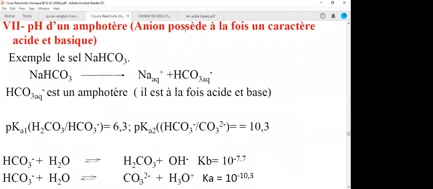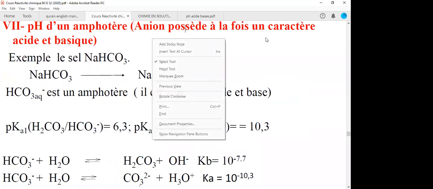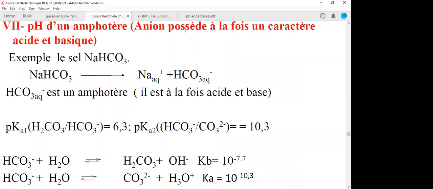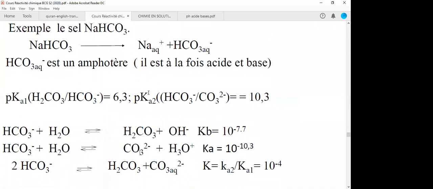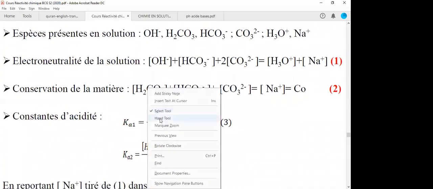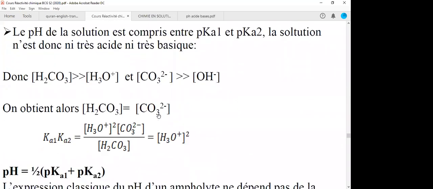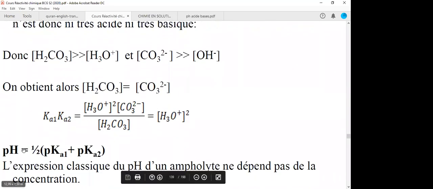Last time we looked at the pH of an ampholyte. We said that an ampholyte is an ion that has both an acidic and a basic character. This is an ion which sometimes behaves like a base and sometimes behaves like an acid. And we came up with the formula for finding the pH of such an ion. We said that the pH is given by 1/2 (pKa1 + pKa2). This is where we ended, if I'm not mistaken.